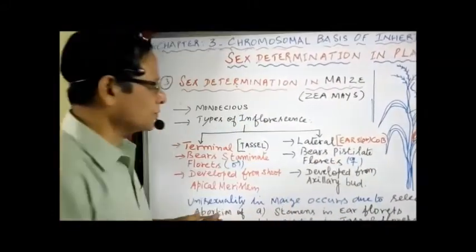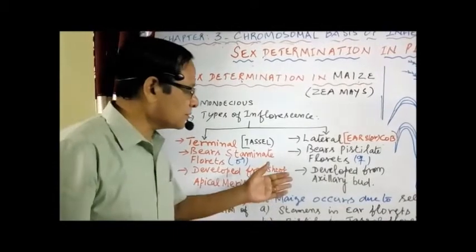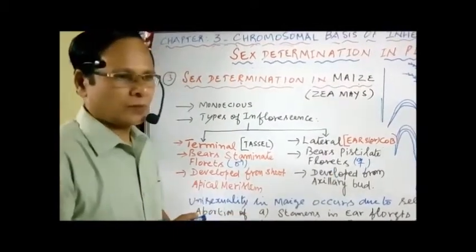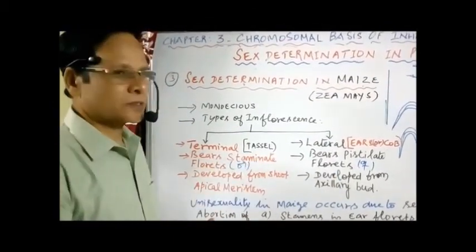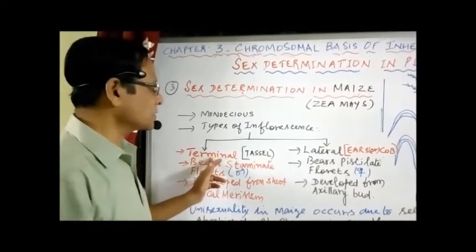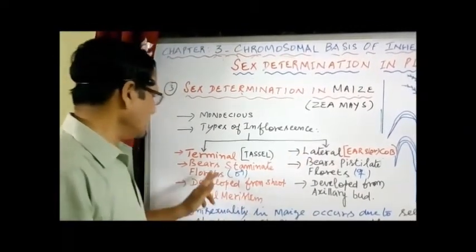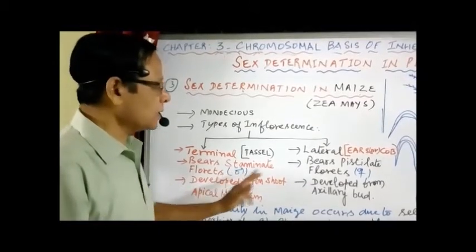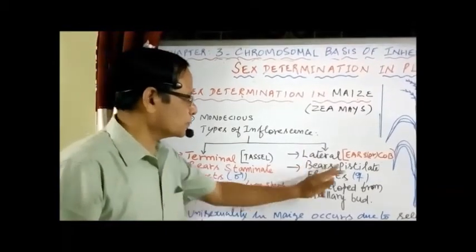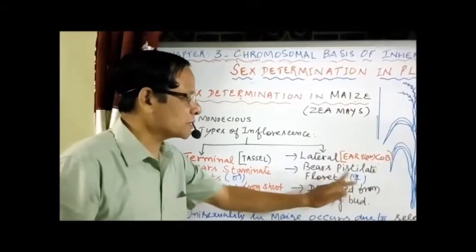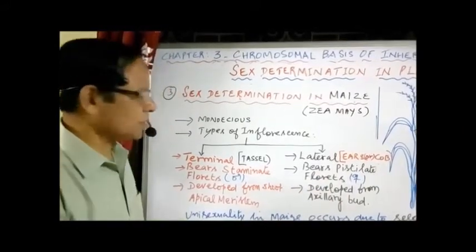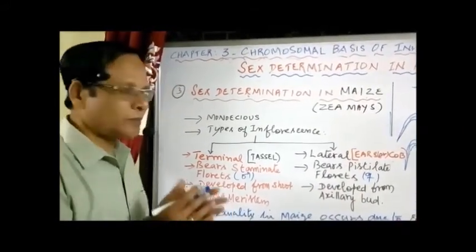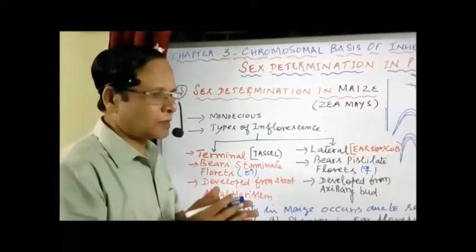It bears pistillate flowers, and it is developed from axillary bud. So if you compare the differences between the terminal inflorescence and the lateral inflorescence, the terminal one bears staminate flowers representing the male, and the lateral one bears the pistillate flowers representing the female part. The flower, the meaning for them is smaller ones, flower larger one.